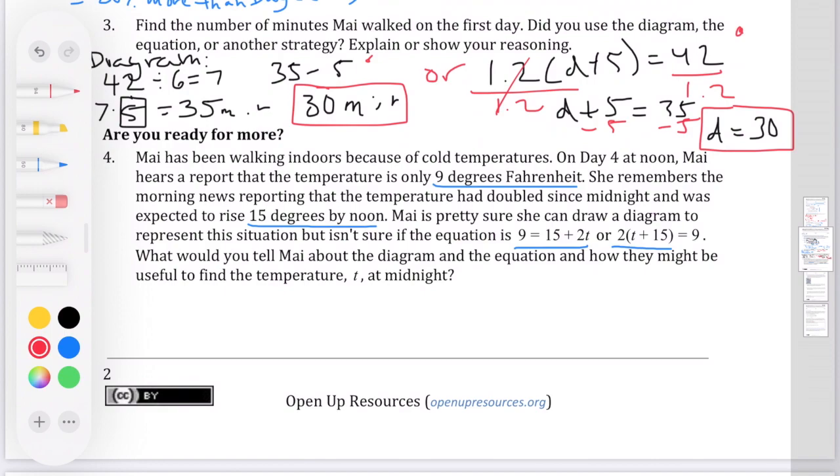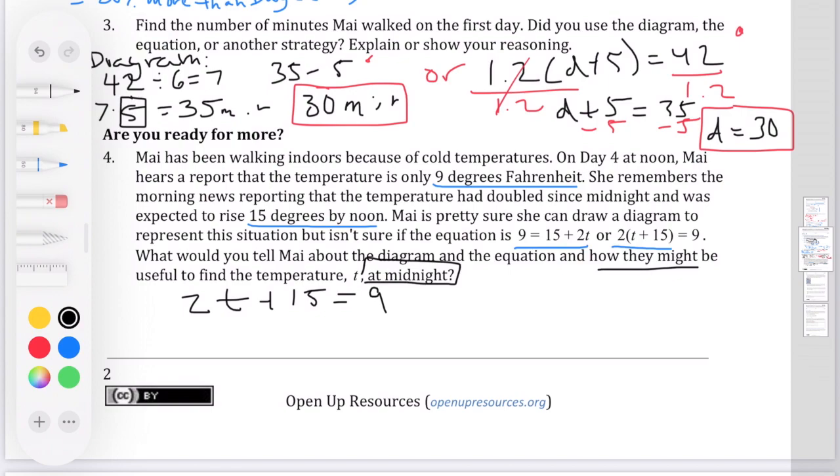So we did end up with the equation of 2t plus 15 equals 9. So the report, the temperature is only 9 degrees Fahrenheit. She remembers the morning news reporting that the temperature had doubled since midnight and was expected to rise 15 degrees by noon. Well, we know the temperature doubled, it's going to rise by 15 degrees since midnight, and we're currently at 9 degrees.